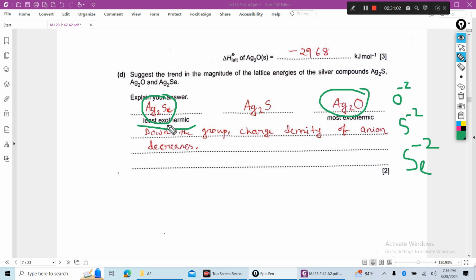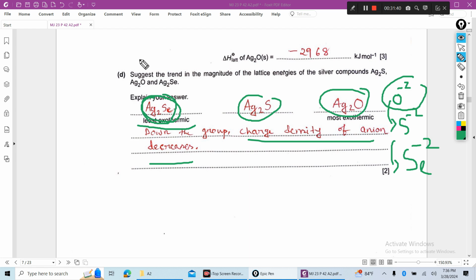So down the group, charge density of anion decreases. Why? Because the anion becomes larger. All are minus 2, but oxide to sulfide ion is larger, sulfide to selenide ion is larger. So the charge density of the anion decreases. That's why lattice enthalpy decreases, and silver oxide's lattice enthalpy is most exothermic, silver selenide is least exothermic, and silver sulfide is a medium value.